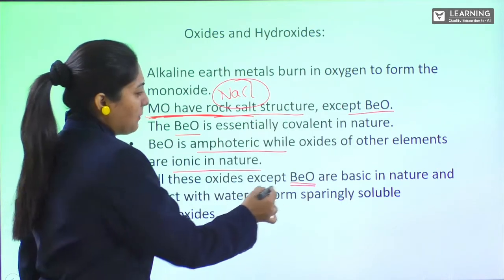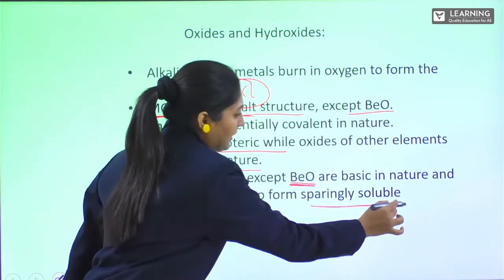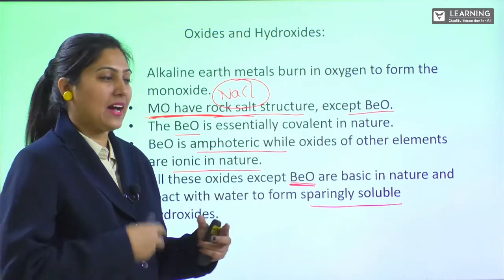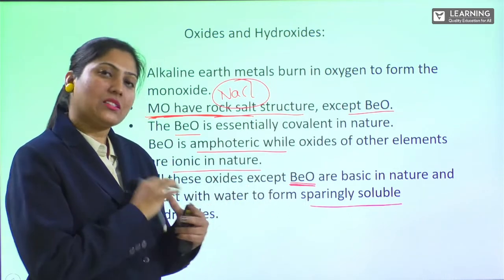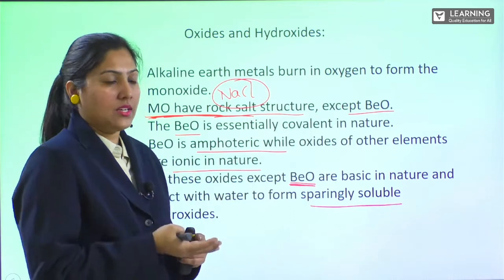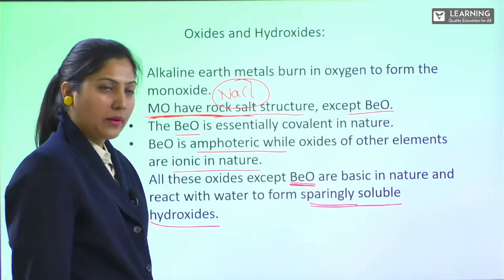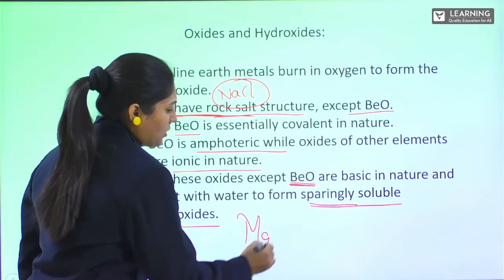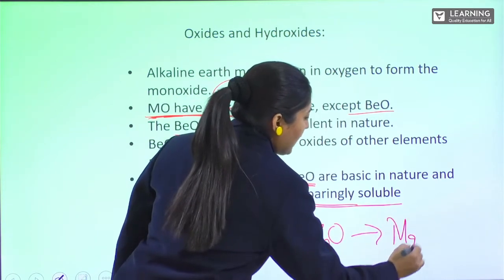And these oxides except beryllium oxide are basic in nature and react with water to form sparingly soluble hydroxides. What is sparingly soluble? It means partially soluble. They are not directly soluble like NaCl. If you take NaCl and add it, it will dissolve completely, but these oxides will not dissolve completely. They dissolve partially. That is called sparingly soluble, and that hydroxide will be formed. When oxides react with water, they form hydroxides. If I take magnesium oxide reacting with water, we get magnesium hydroxide.